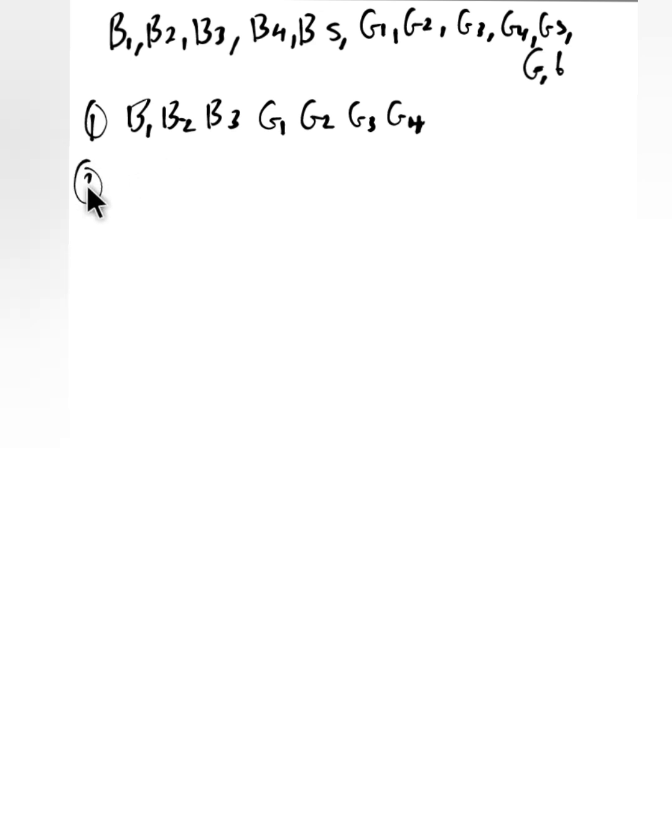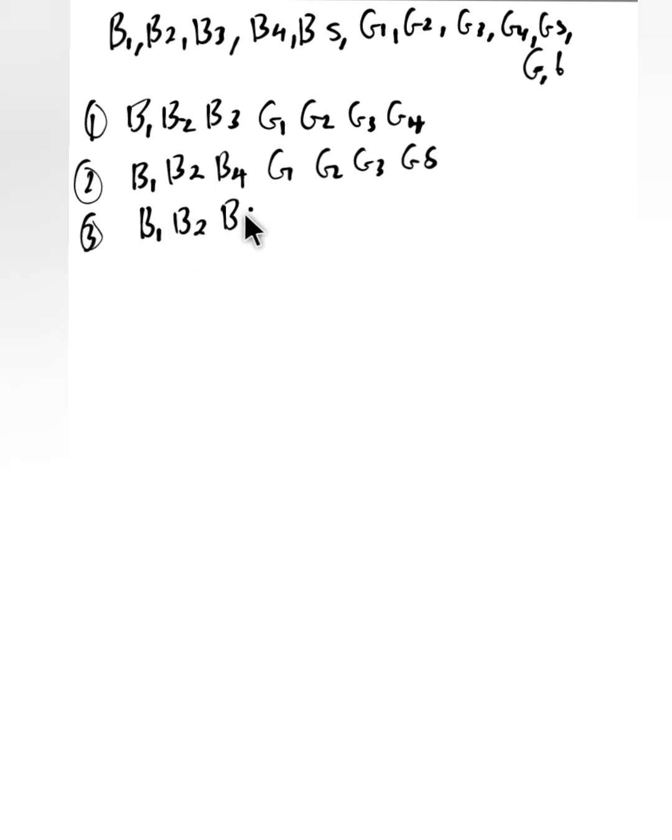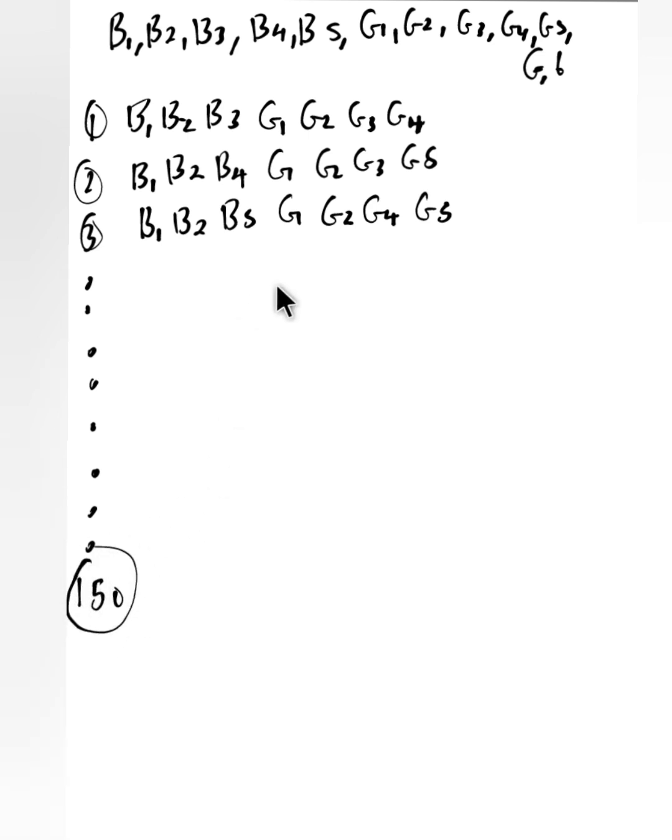Then the second committee will be B1, B2, B4, then G1, G2, G3, G5. The third committee can be B1, B2, B5, then G1, G2, G4, G5. The list keeps on going. The total number of committees we can form from these will amount to 150, 150 ways if we continue with those combinations.